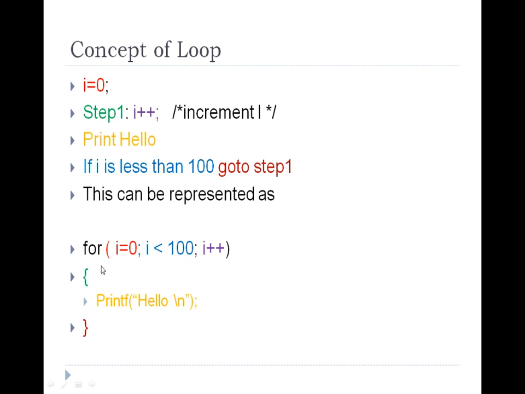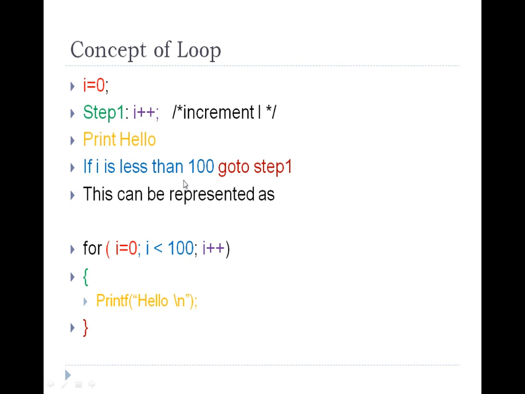Step 1, so just after the for loop, there is a step 1. This is represented by an opening brace. So anything after this opening brace is step 1. If I is less than 100, go to step 1. So this is the condition. So this loop is going to run if this particular condition is true. Initialization, condition, and finally we have this increment.